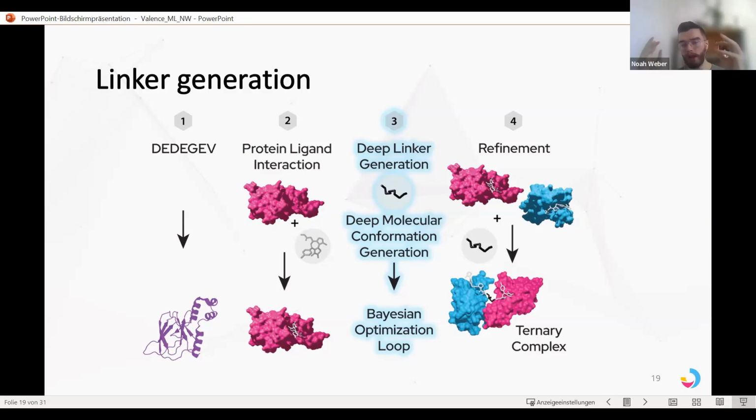And once we have this whole structure, meaning the whole ternary structure, then we need to determine the best conformation, or the best conformations, under which the stable ternary complex actually forms. And that's exactly what we are going to do with the Bayesian optimization loop, meaning the active learning.